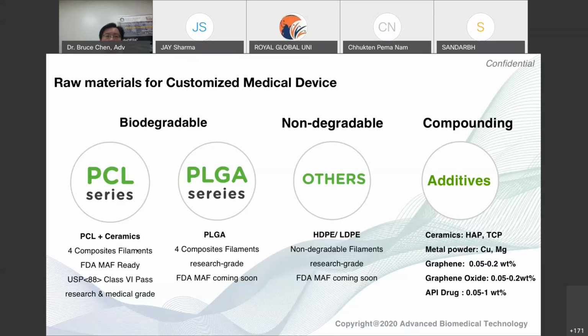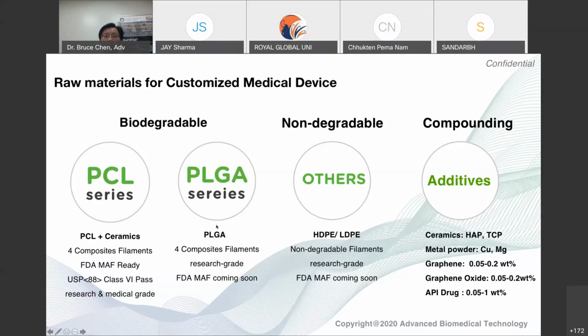So we monitor and mimic the biostructure of the real bone environment. So we have a 4 series for customers for medical applications. And for another one, biodegradable polymer, we also apply PLGA.